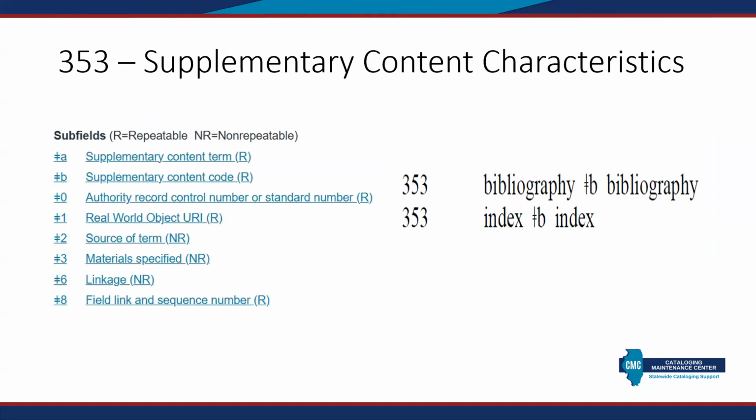And that brings us to the 353, or the supplementary content characteristics. Hey, I got it out. It's not really specific to e-resources. You might have seen the 353 used to note the presence of a bibliography or an index, like on the right of the screen there.